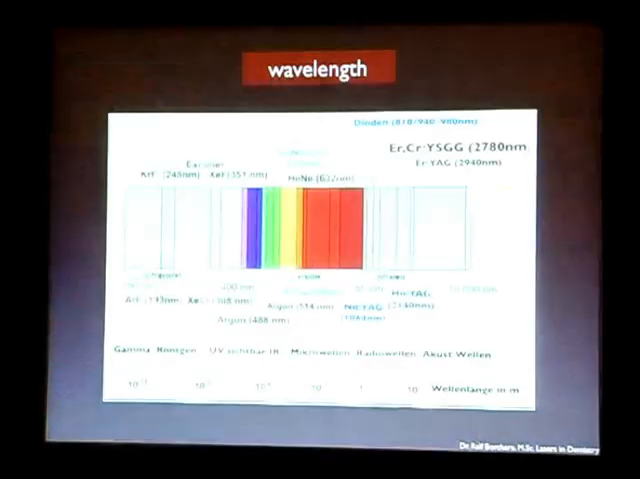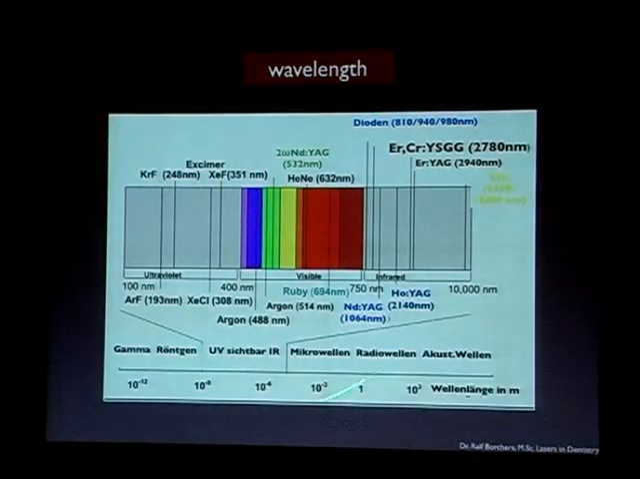Do not work from this distance. Thank you. This is just to show you the different wavelengths of the lasers we are using. So we are using erbium-YAGs and erbium chromium YSGG lasers from 2780 nanometers to 2940 nanometers. They are in the middle infrared, and we are using dyed lasers, different dyed lasers, which are situated here in the near infrared.